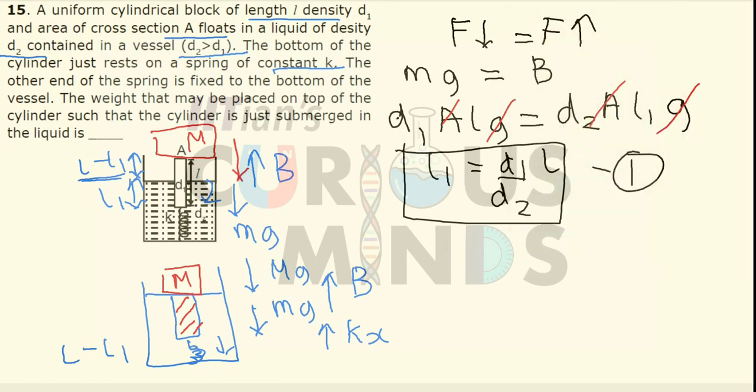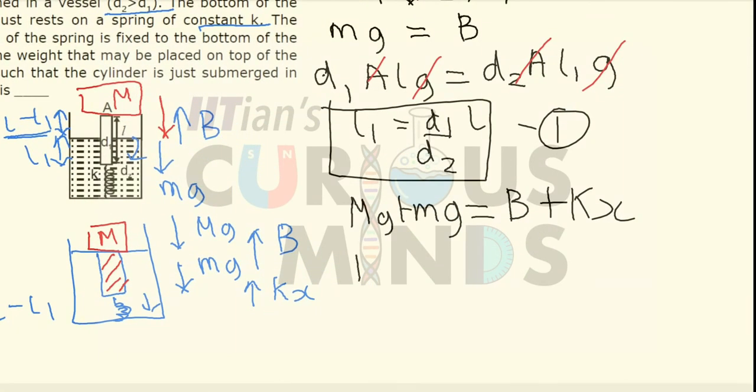So in this case also, the total downward force will be equal to the total upward force. So mg plus Mg, that is the total downward force, will be equal to the total upward force, which is the buoyant force plus the spring force, kx. Now we have to calculate the value of mg, that is the weight of the block added. So it will be equal to buoyant force plus kx minus Mg.